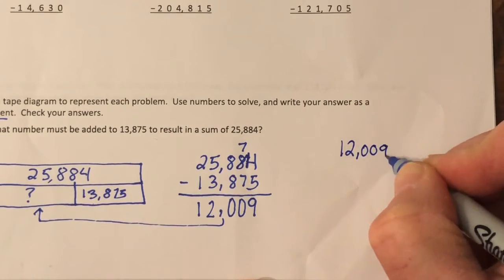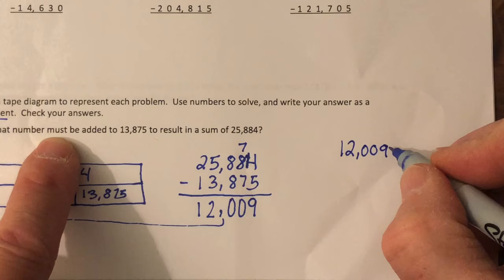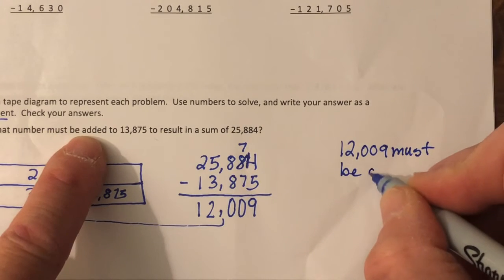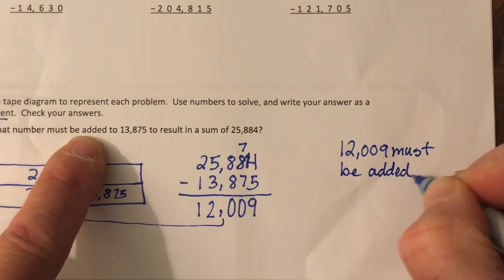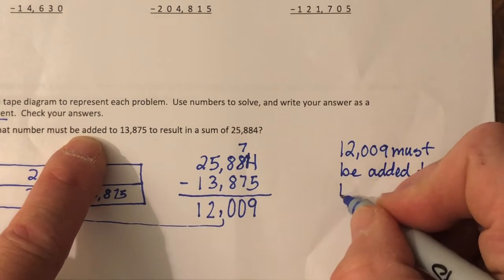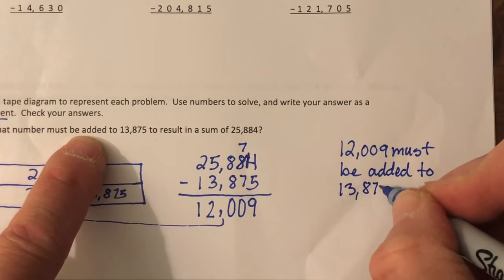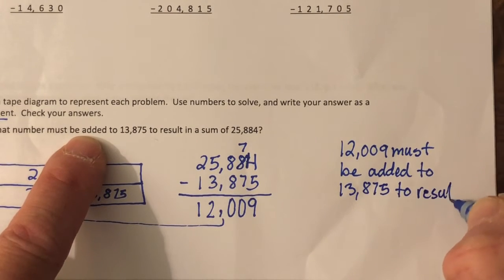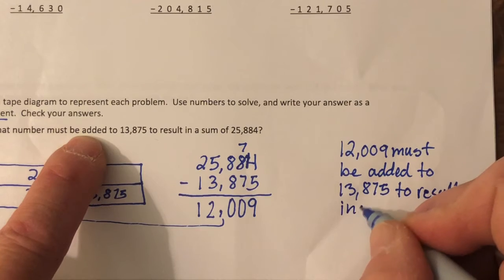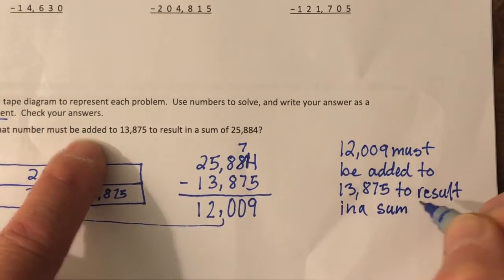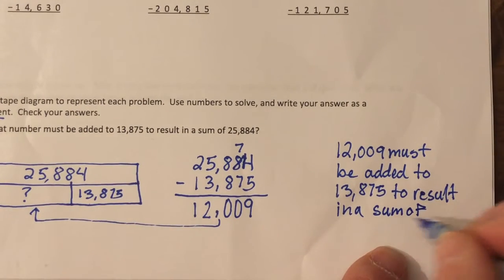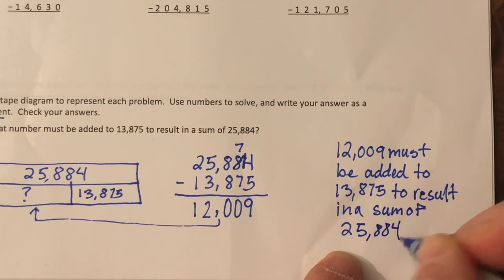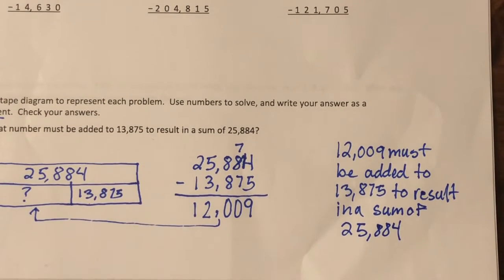So 12,009. Here I'm going to copy this, right? Must be added to 13,875 to result in a sum of 25,884. Okay? So let's check it out.